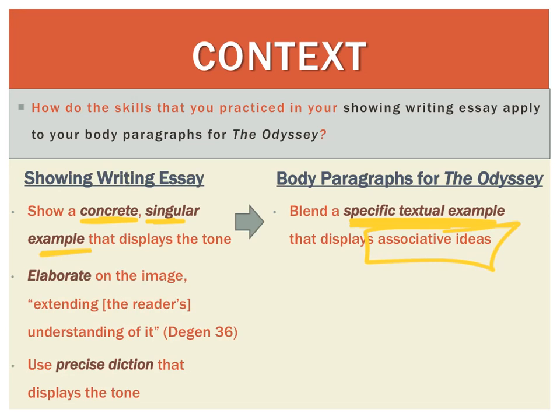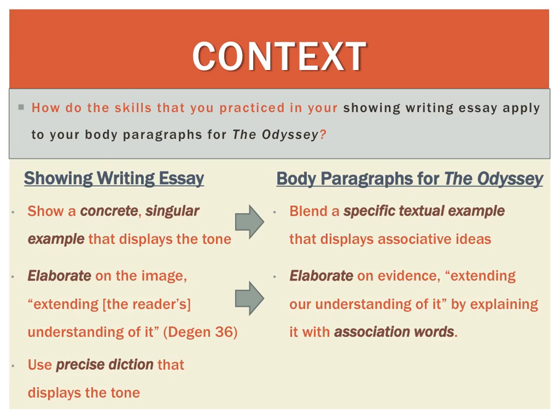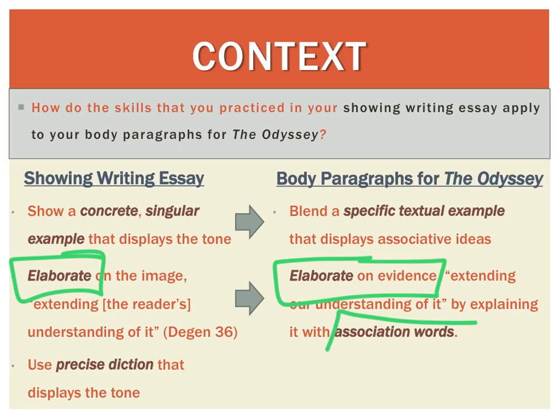Also, in your showing writing essay, you practiced the skill of elaboration. Before you moved on to a new image, you tried to show it in greater detail, extend my understanding of it. Well, in the Odyssey essay, you're now going to elaborate on evidence. So rather than move on to your new example, you need to explain it. You need to show it in greater detail by explaining it with association words.